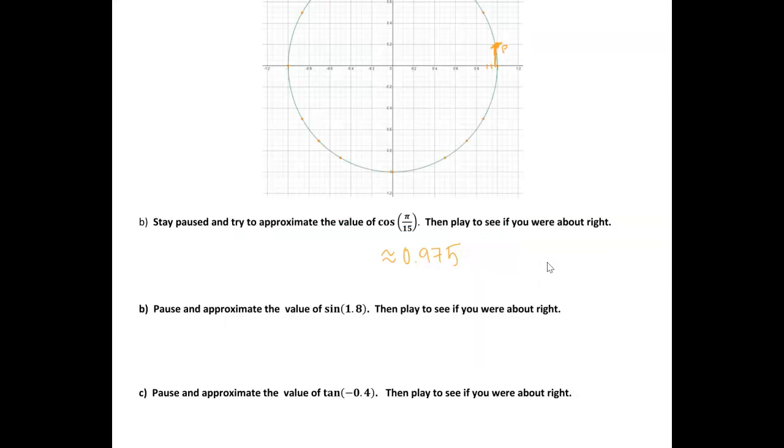So pretty close. Okay, so try the same thing for sine of 1.8. Think really carefully about that 1.8.